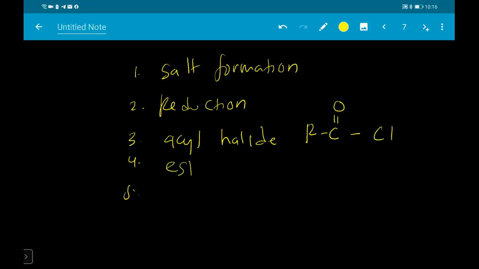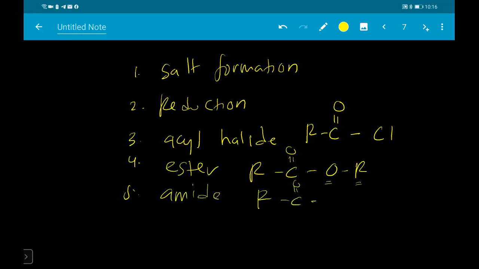Alright, satu menghasilkan ester. Ester adalah RC double bond O, OR. O adalah oksigen, R adalah alkyl group. And we also have amide. Amide adalah RC double bond O dengan NH2. Alright, just again to highlight actually number 3, number 4, and number 5, the mechanism is nucleophilic substitution. Alright, you can check the spelling later on.